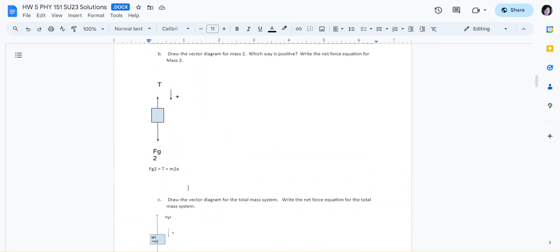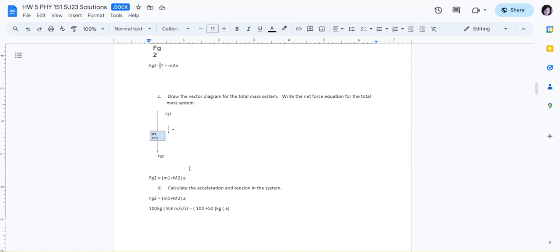In the second part of this, I wanted you to show me that this mass was moving down, so down is positive. And so it has tension on it and it has FG2. In this case, it would be FG2 minus tension, because FG2 is the force that's causing the motion. Tension is the force that's slowing it down. And that is equal to M2A. So that's what I was looking for in B.